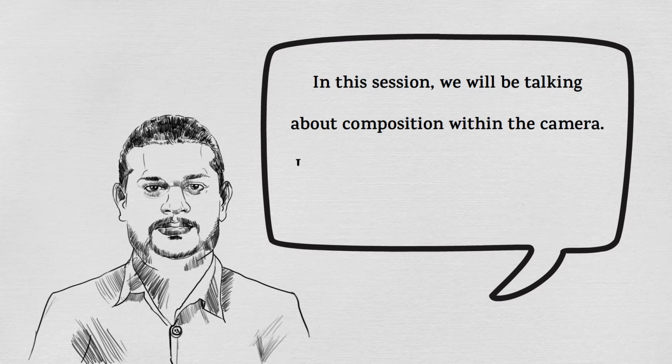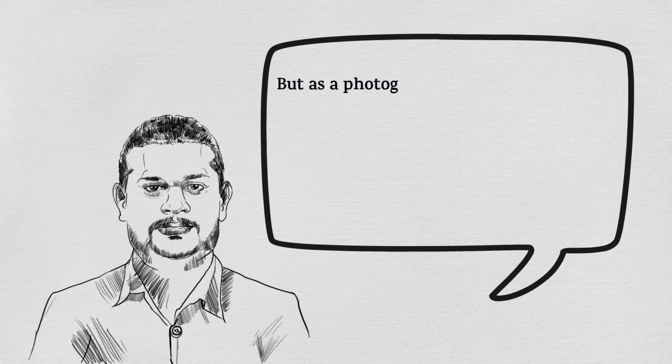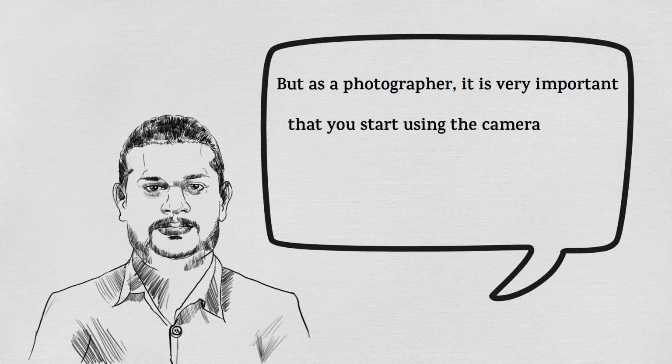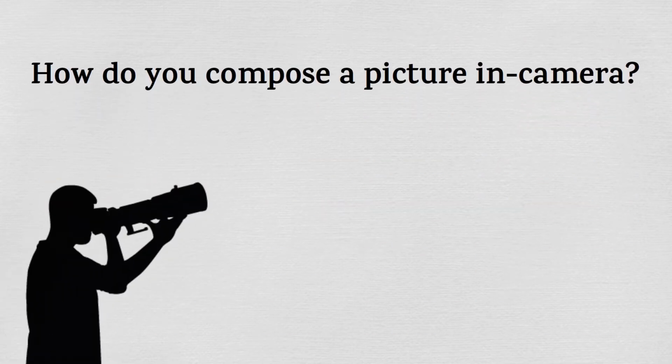It is always easy to take a picture and then crop it as per the rules. But as a photographer, it is very important that you start using the camera itself to compose your picture, because that is what a good photographer is all about. So how do you compose a picture in camera?